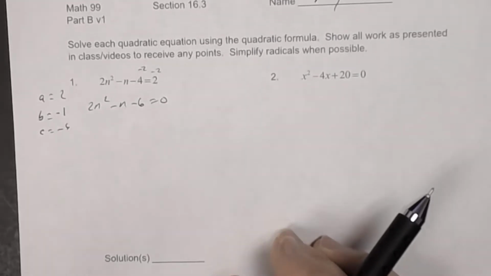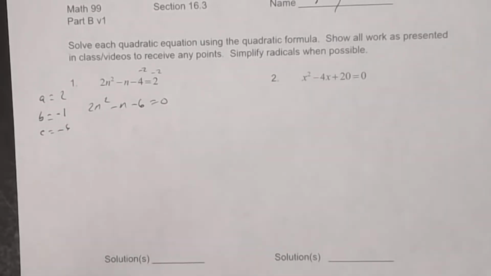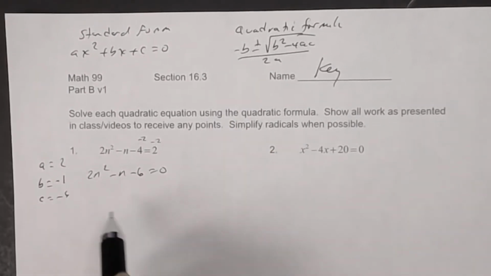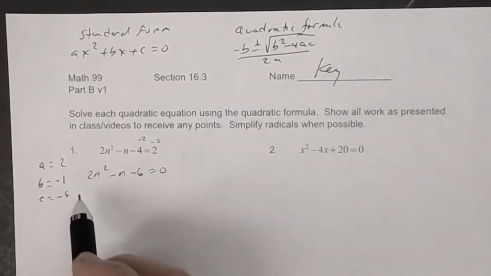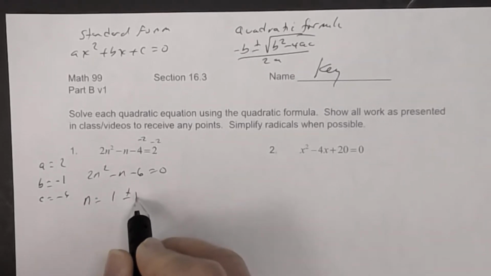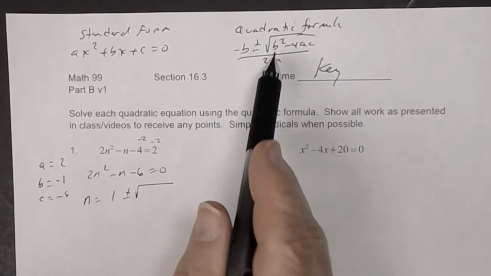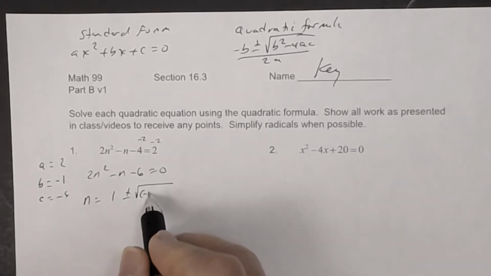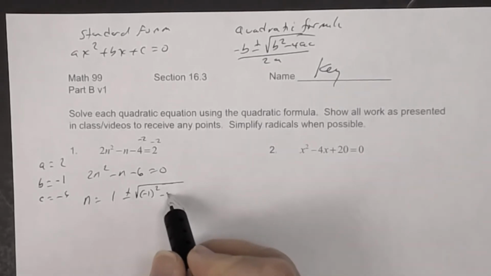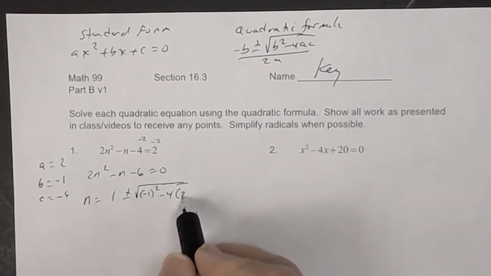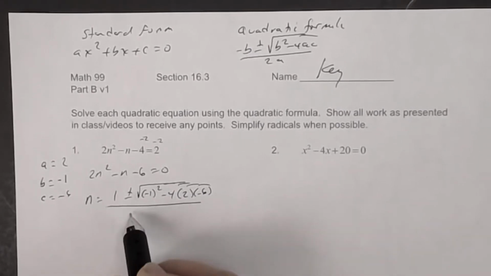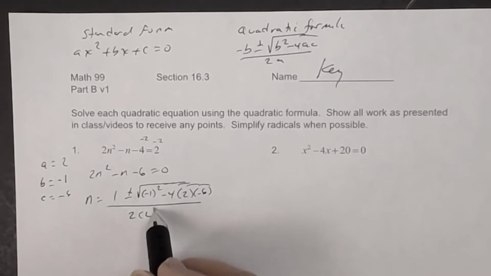Okay, so now let's substitute into the formula. The formula says the opposite of b. So b is a negative 1. The opposite of negative 1 is a positive 1. So n equals 1 plus or minus the square root of b squared. So b is negative 1, you put that in parentheses, otherwise you're probably going to mess up. Minus 4 times a, which is 2, times c, which is negative 6, all divided by 2 times a, and a is 2.